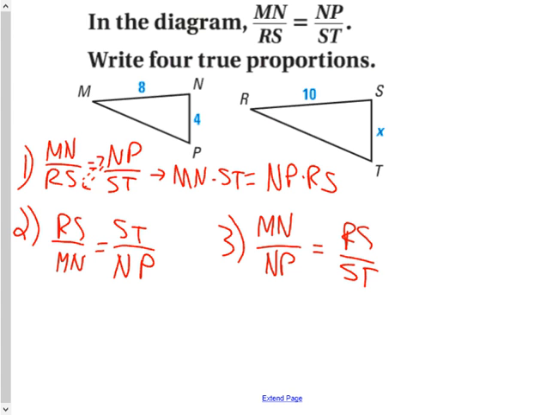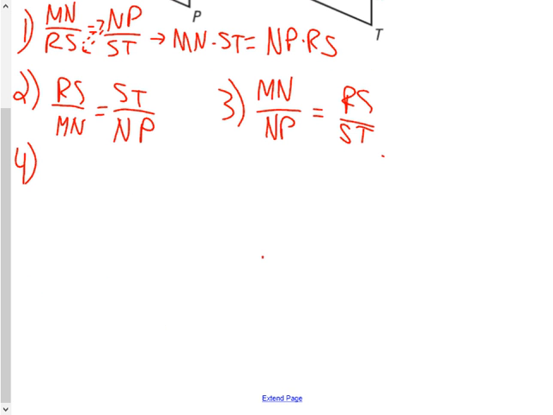Now, for this last one, I'm going to substitute the numbers in, or sorry, we'll do it second. But I want to show you, again, numerically how it works. These all still truly work. Going back to the original, MN plus RS, right? We're adding the denominator, equals NP plus denominator ST over ST.